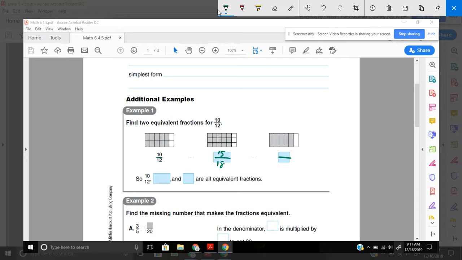And it's also equivalent to this one. There's 6 total here, and 5 of them are shaded. So in other words, 10/12 and 15/18 and 5/6 are all equivalent fractions. Again, I just got that by counting the number of shaded to the total number.